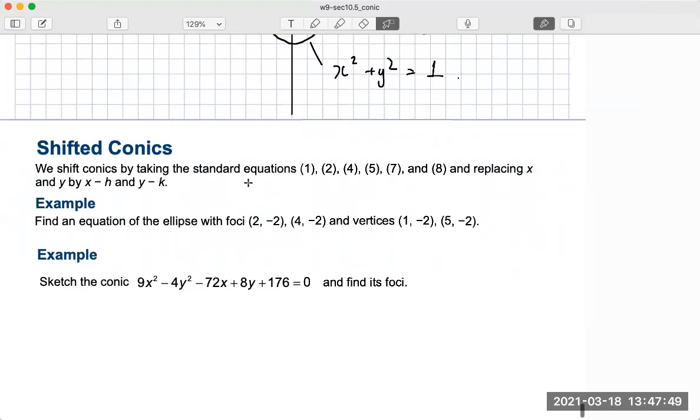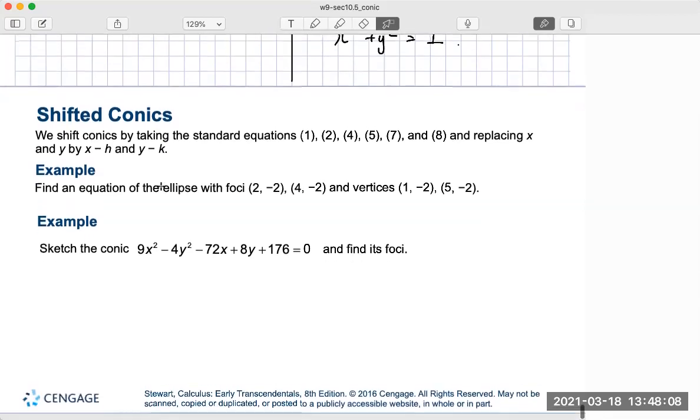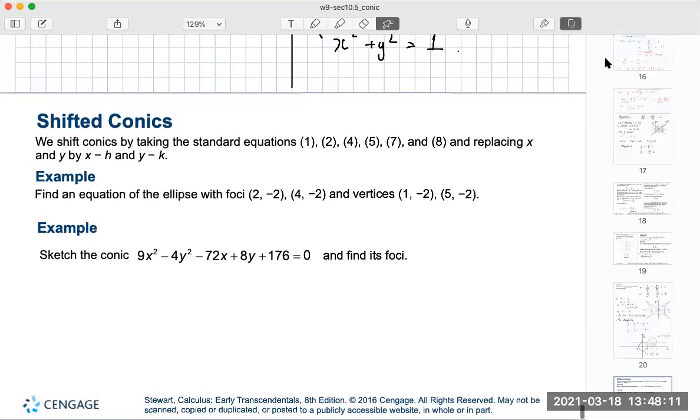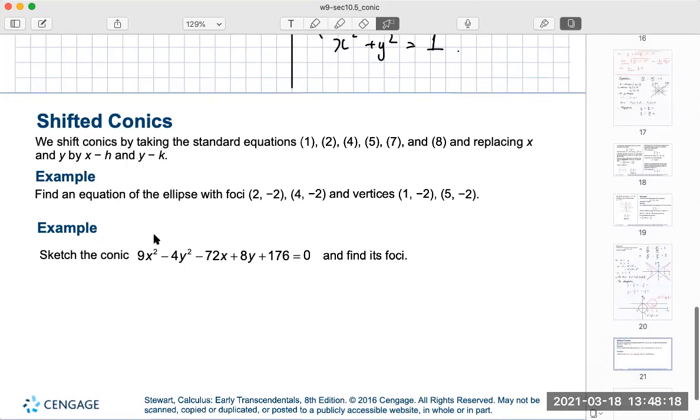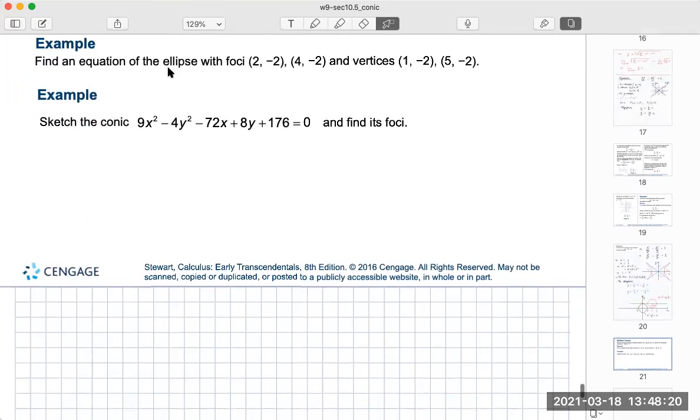If the conics, the standard equations of the conics in equations 1 to 8, replace x by x minus h and y by y minus k, the same story will happen, right? For example, let us do this one. You will understand it better. Now, find the equation of the ellipse with the foci (2, -2).